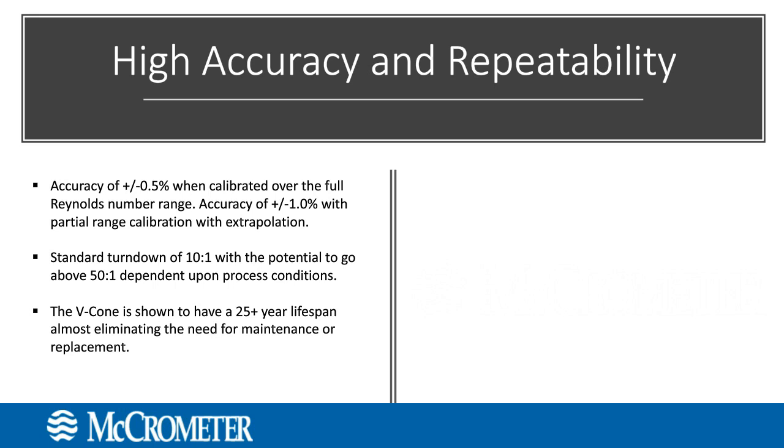High turn down rates are one of the key components here. Standard, every meter we size for a 10-to-1 turn down rate. However, I've been able to find certain meters, depending on the process conditions, of course, that we can even take up to 50-to-1 turn down, and get either the 1% accuracy with the extrapolation or 0.5% when calibrated over the full range. Additionally, the VCone has a 25-plus year lifespan, so virtually all maintenance and need for replacement is eliminated over that time span, much longer than a lot of competing meters.